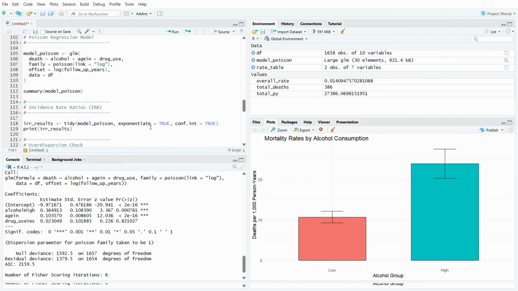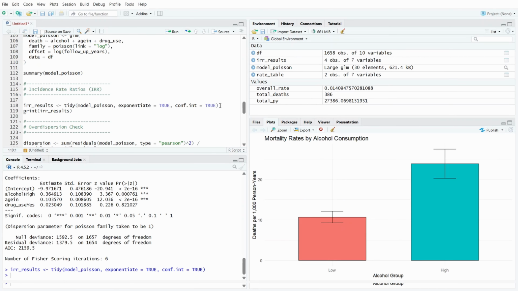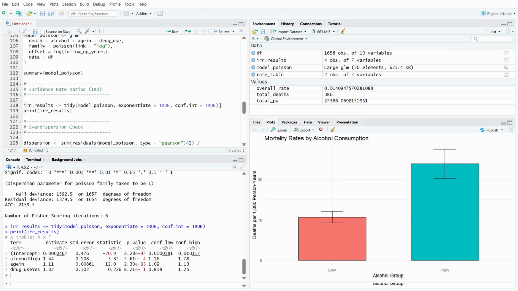We then convert model coefficients into incidence rate ratios, or IRRs. These are easier to interpret. An IRR greater than 1 means higher mortality rate, and less than 1 means lower rate. For example, an IRR of 1.5 would mean a 50% higher mortality rate. This is the kind of measure commonly reported in epidemiological studies.